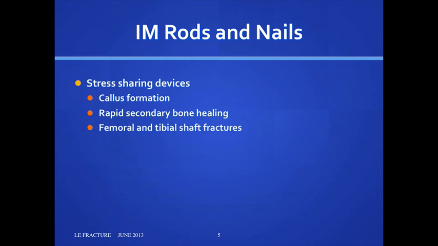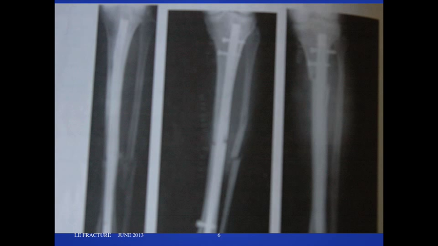You'll see things like intermedullary rods and nails that share stress. Again, callus formation occurs with those. Here's examples of an intermedullary rod with the shaft fracture of the tibia. And interestingly, you can see at this intermedullary rod locking devices proximally and distally. This prevents rotation in the long bone.